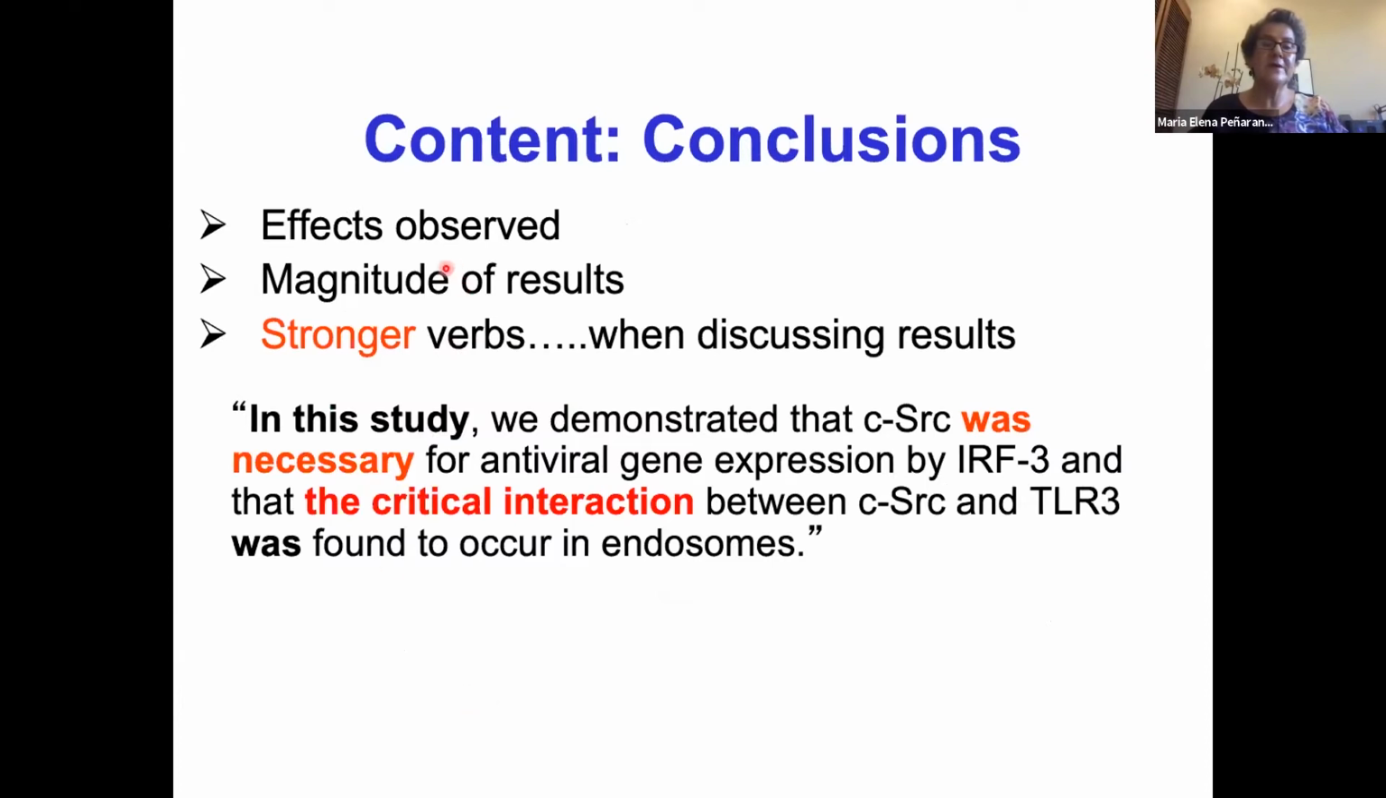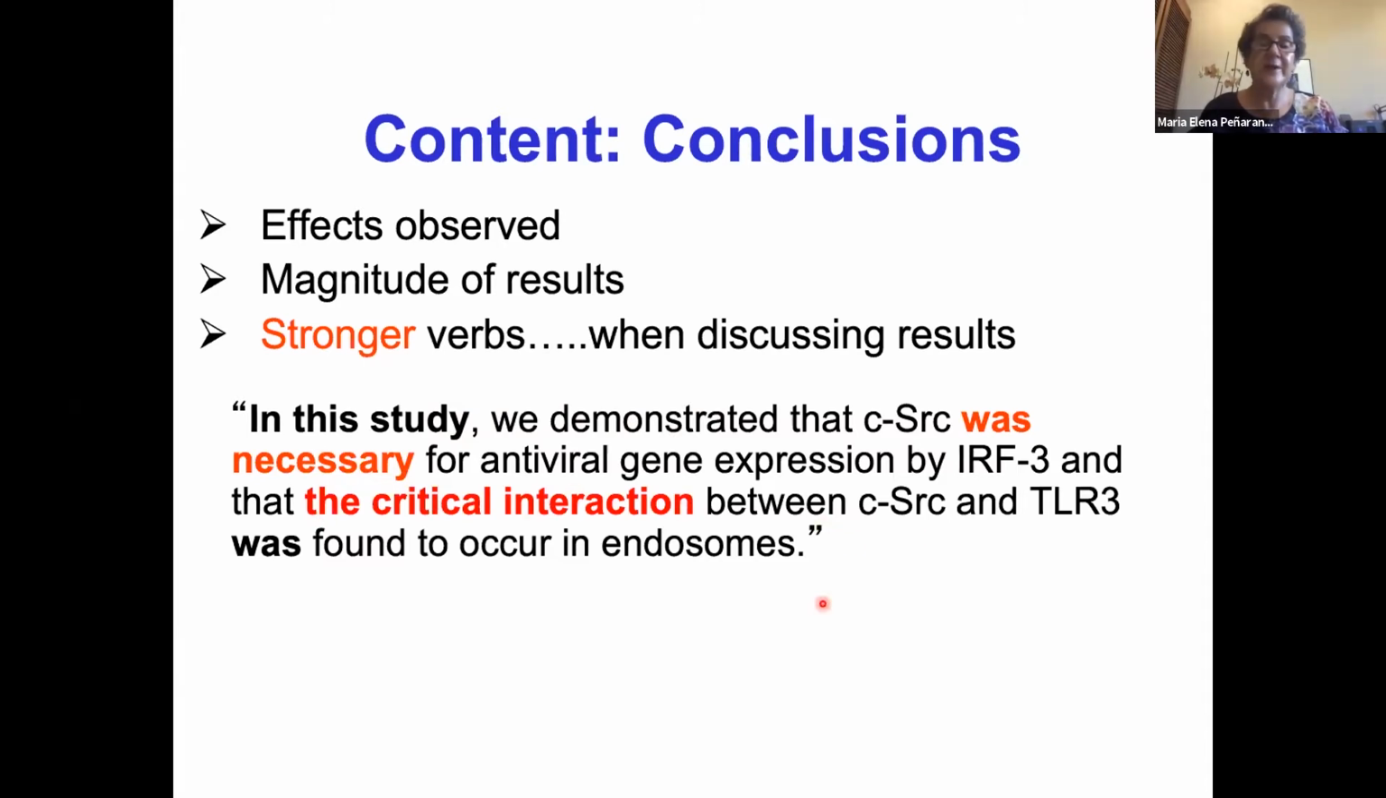So effects observed, magnitude of the results, stronger verbs when discussing your results. As I said, we demonstrated in this study that SARC-C was necessary for antibody expression, and that the critical interaction between these two was found to occur in the endosomes. This is a very basic molecular study. So in this study, we demonstrated that this was necessary, and the critical interaction between these two.